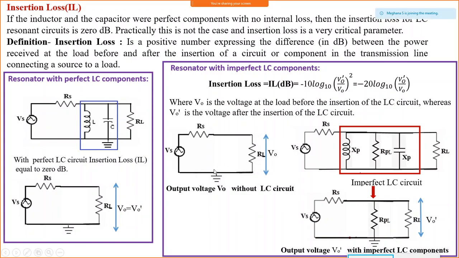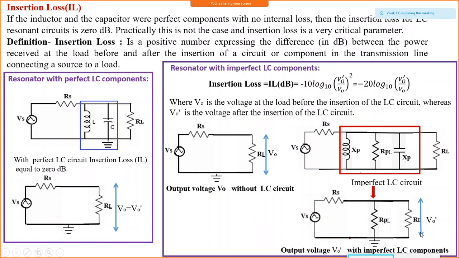But without the resonator circuit, V naught, that is, we are not inserting this, just connect RS to the RL. You find out whatever the voltage, that is the V naught here. So V naught we measure, then insert, and its equivalent is like this. Again you find out the voltage, that is the V naught dash. Now you take a ratio of these two, V naught dash by V naught, that gives the insertion loss. Using this equation we can find the insertion loss.